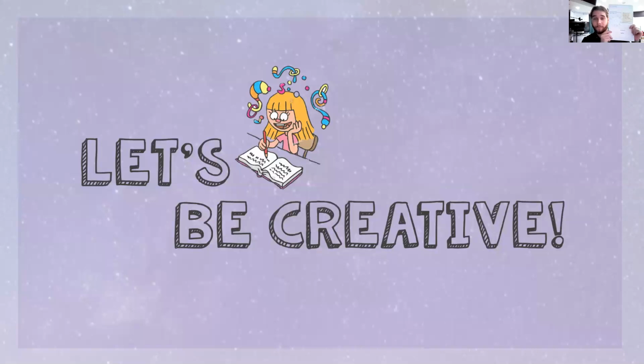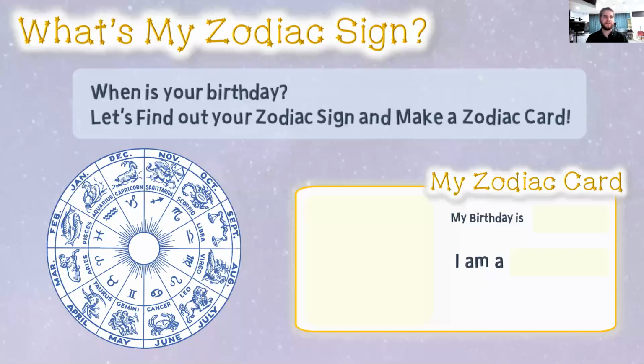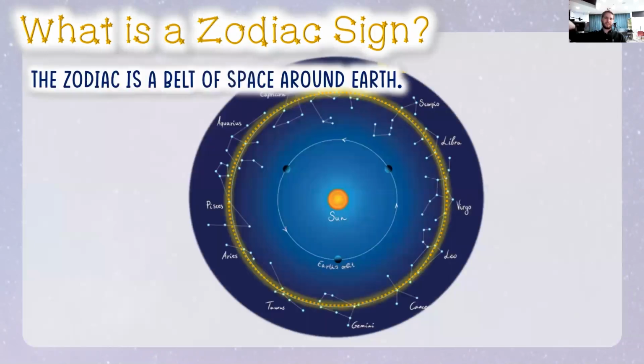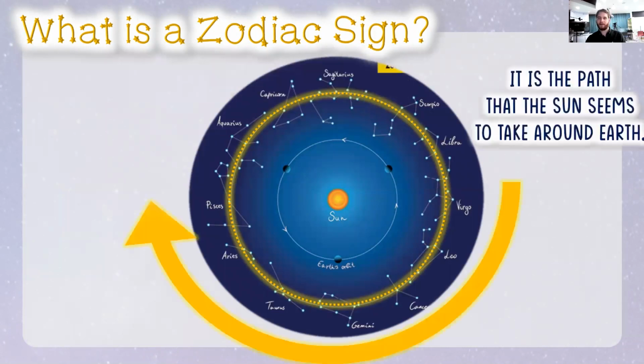That's right here on the back. What we're gonna do is find out what's my zodiac sign. When is your birthday? Let's find out your zodiac sign and make a zodiac card. So what is a zodiac sign? The zodiac is a belt of space around the Earth. It is the path that the sun seems to take around the Earth.